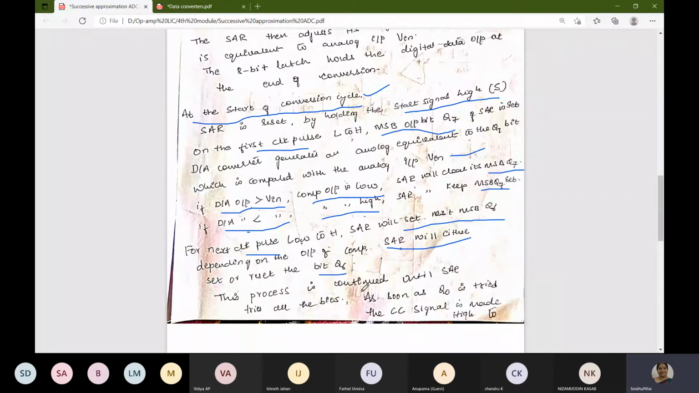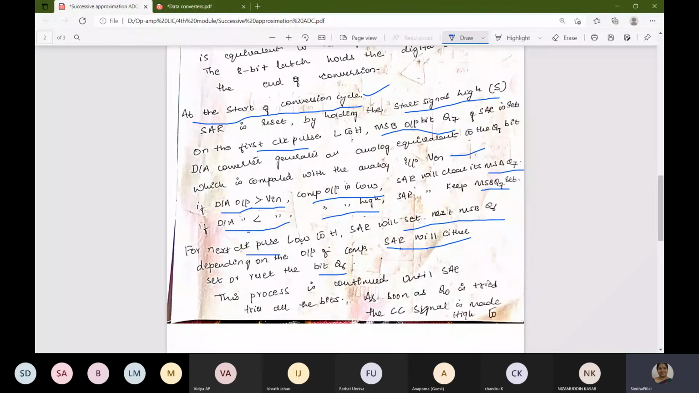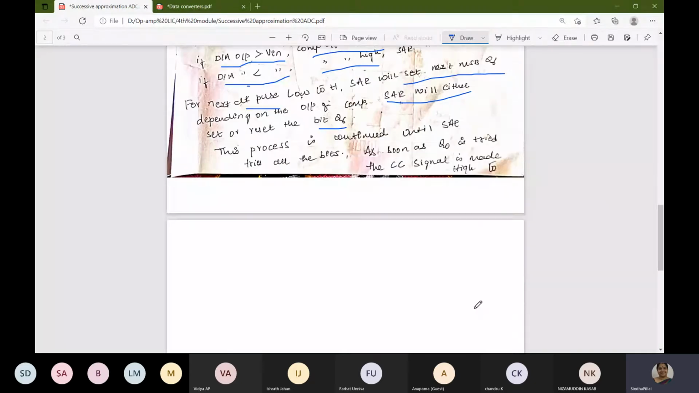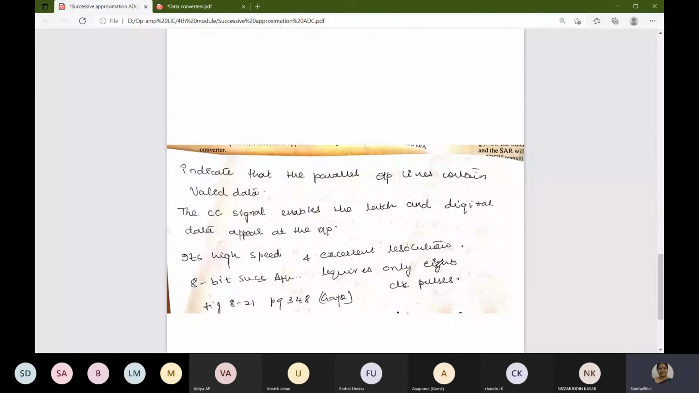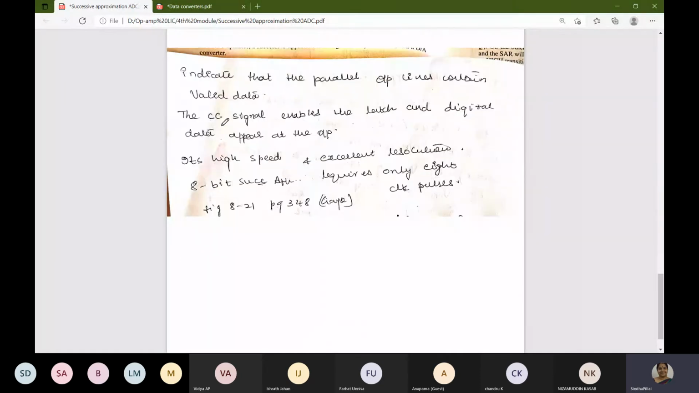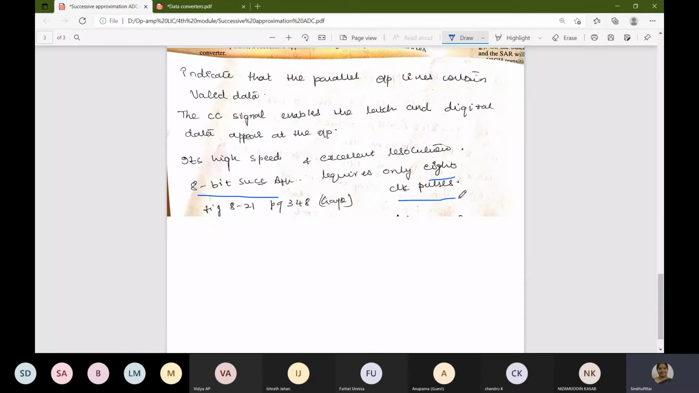This process continues until the SAR tries all the bits. As soon as Q0 is tried, the CC, that is the conversion complete signal, is made high to indicate that the parallel output lines contain valid data. So the CC signal enables the latch and the digital data appears at the output. It has very high speed and excellent resolution, and this full 8-bit successive approximation requires only 8 clock pulses. In 8 clock pulses, the complete conversion will be done.